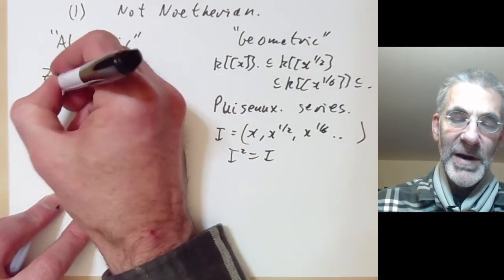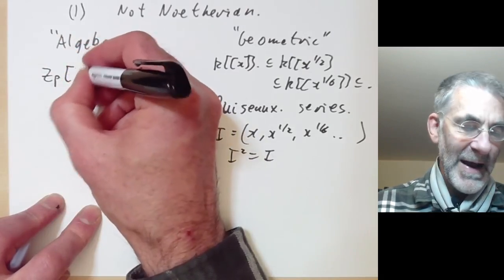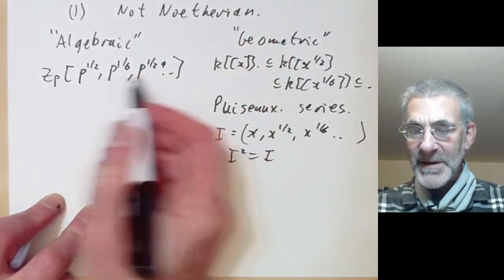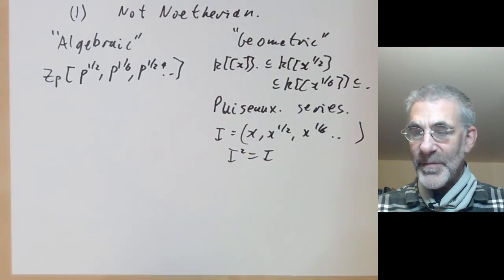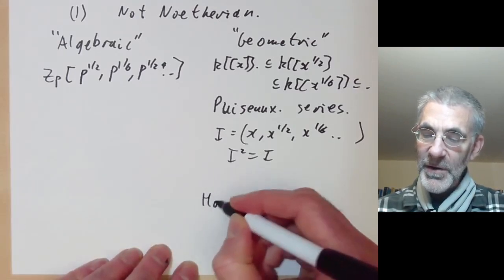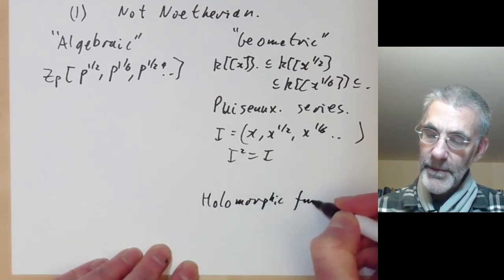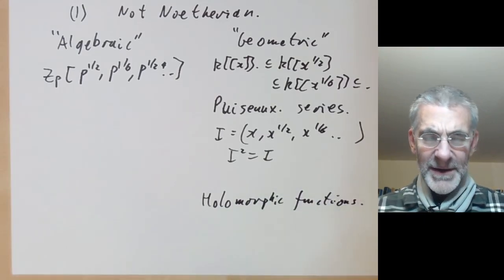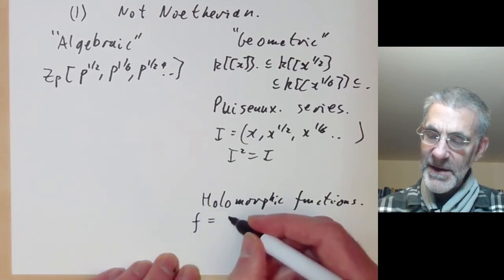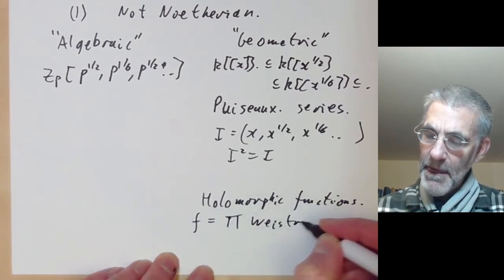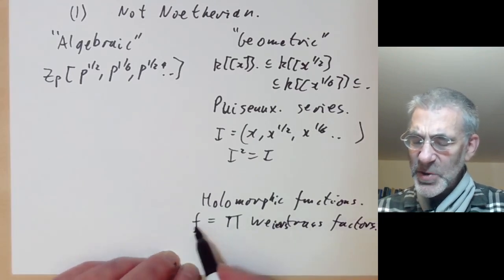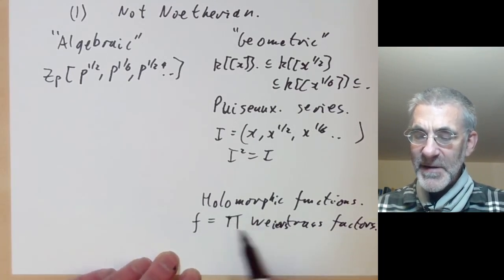You can do a similar thing algebraically. If you take the p-adic integers, you might add p to the half, p to the one sixth, p to the 1 over 24, and so on. And you get something rather similar. There are other examples of things that are almost but not quite Dedekind domains. For instance, the ring of holomorphic functions. And this very nearly is a unique factorization domain, because if you've got a function f, you can write it as a product of Weierstrass factors. So it sort of has unique factorization, except that this product may have to be infinite.